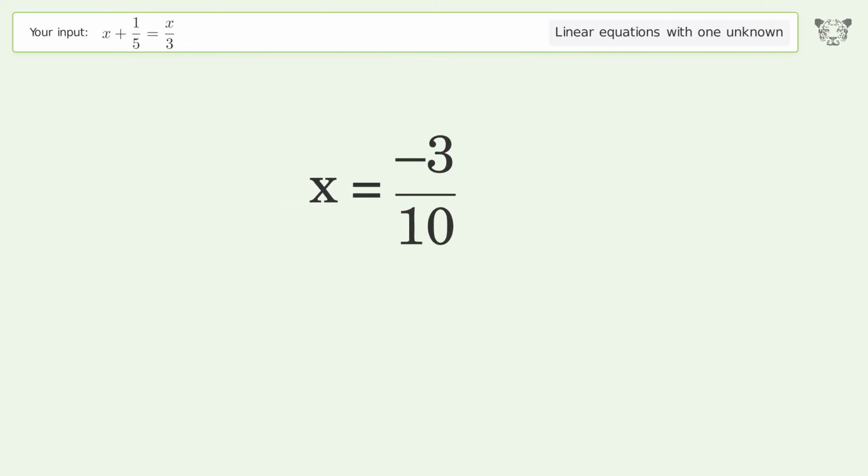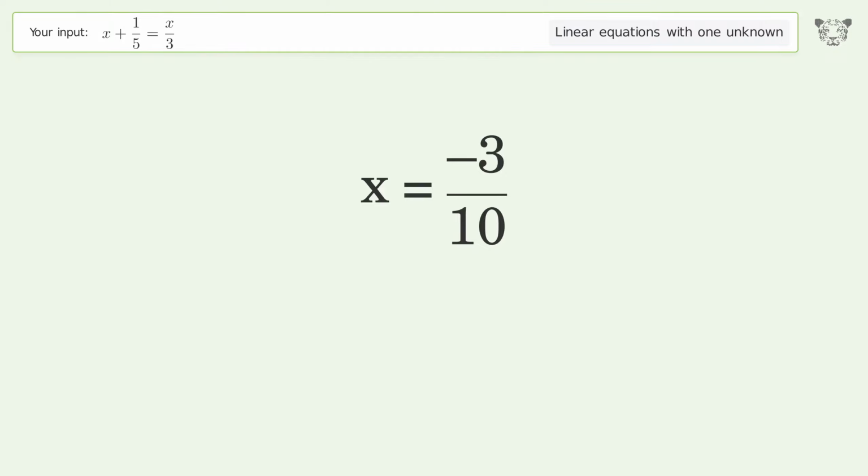And so the final result is x equals -3/10.